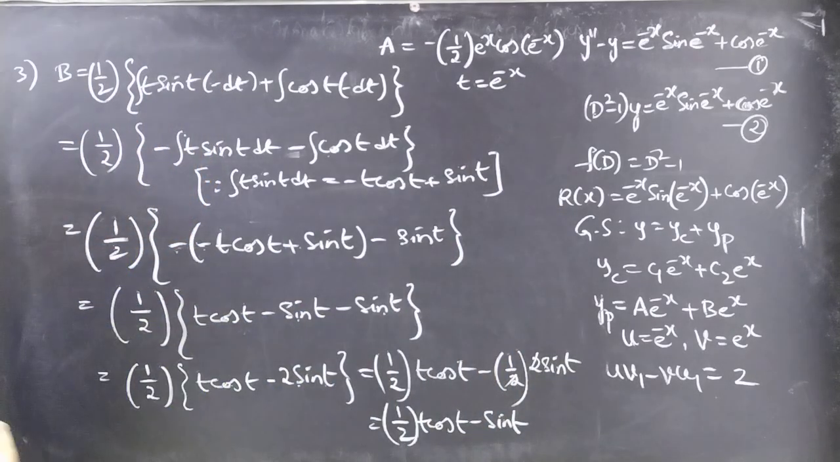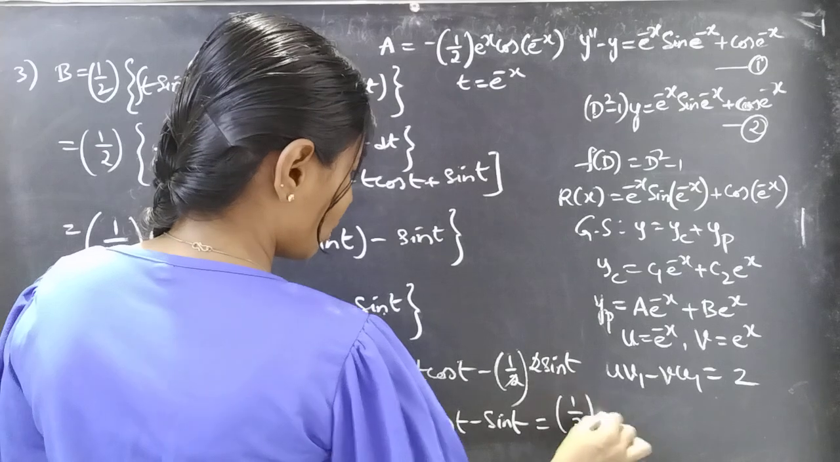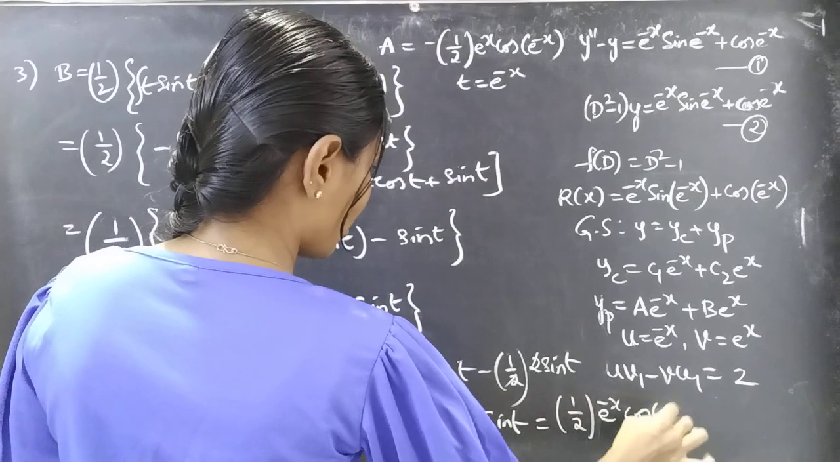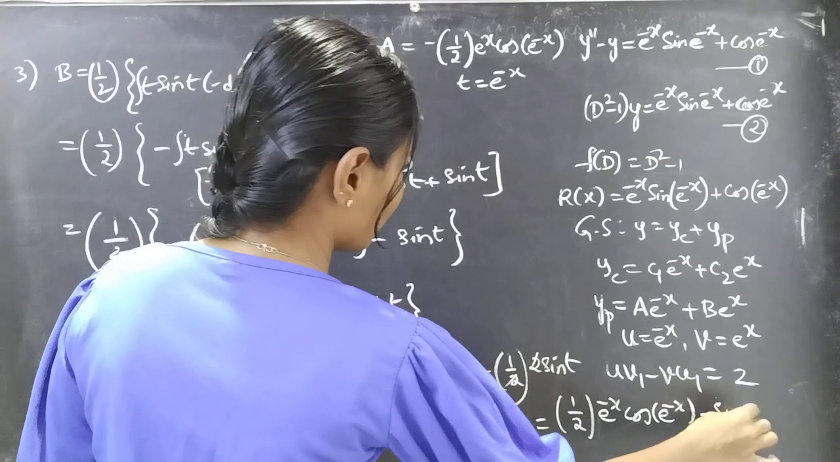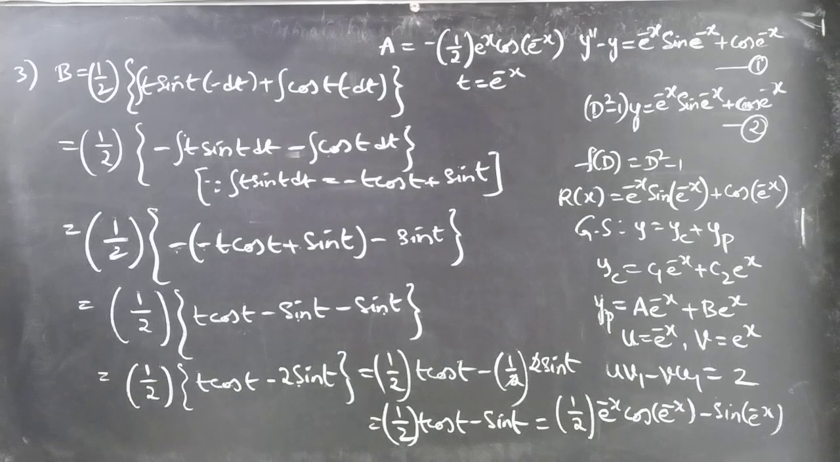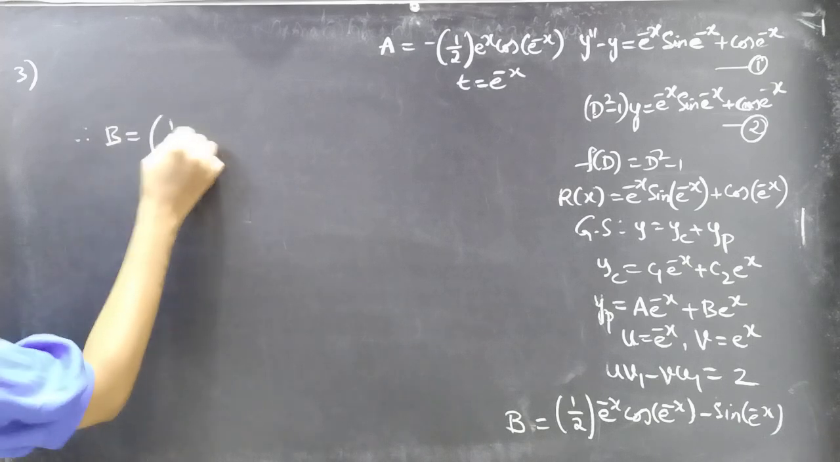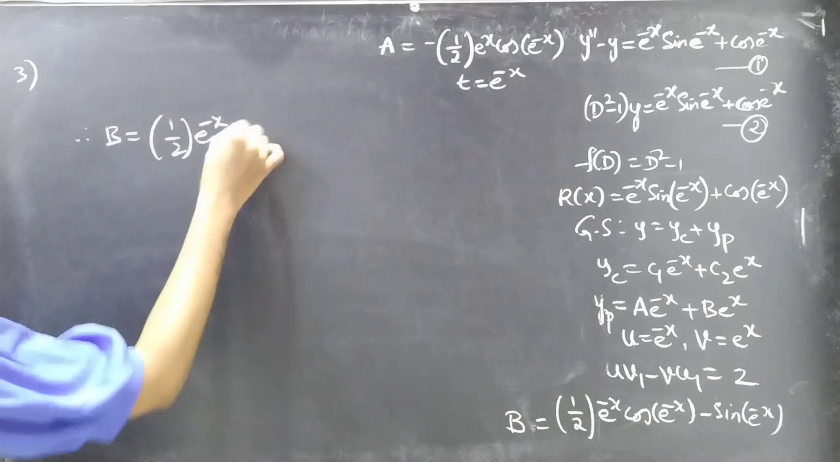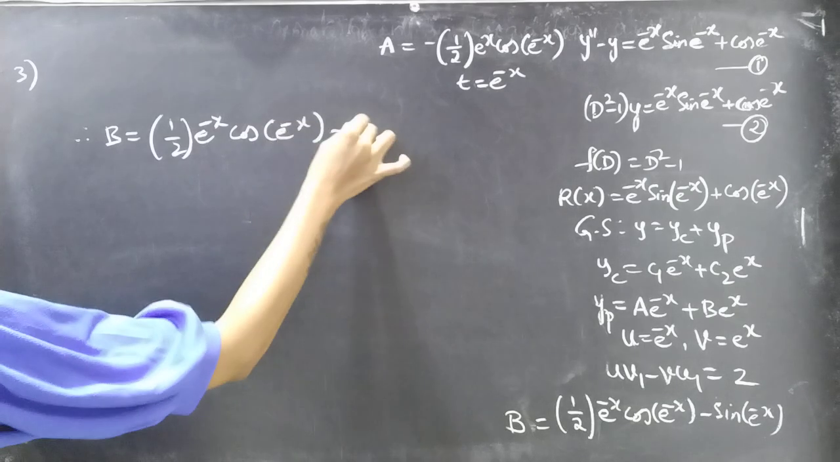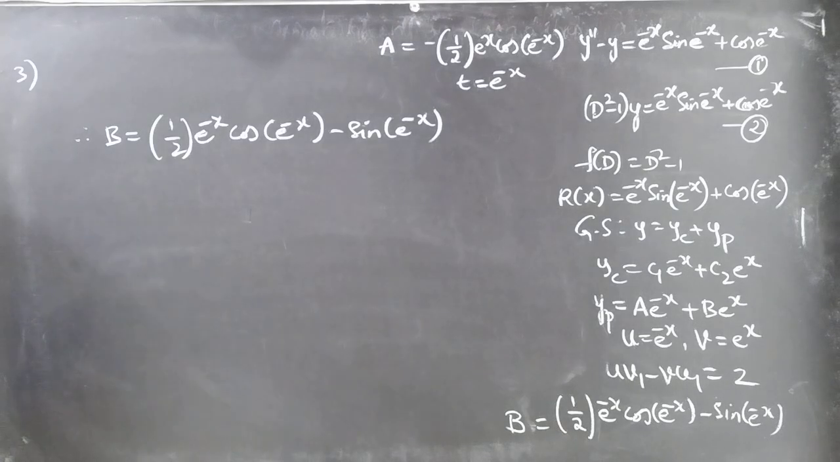Since t equal to e power minus x, let's replace t by e power minus x. So we'll get 1 by 2 e power minus x cos e power minus x minus sin e power minus x, right? We got b here. Therefore b equal to 1 by 2 e power minus x cos e power minus x minus sin e power minus x. See, we got a and b. Let's now find yp.